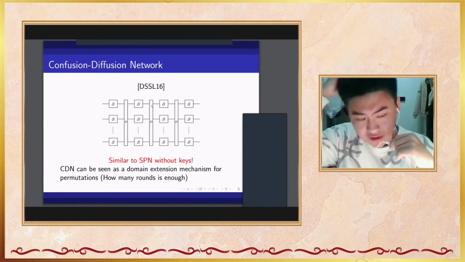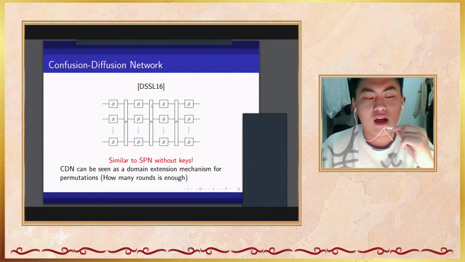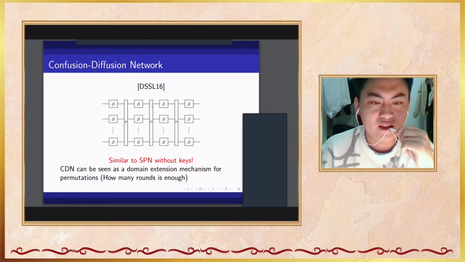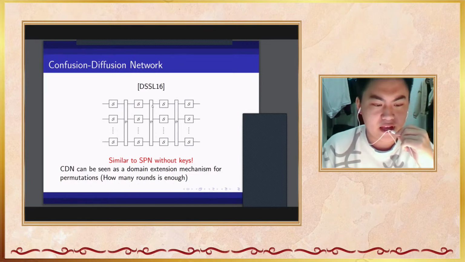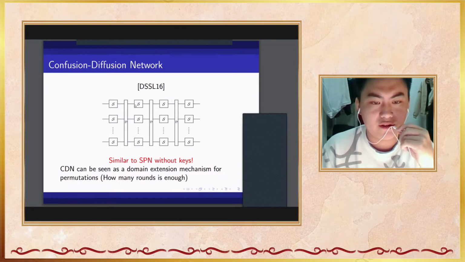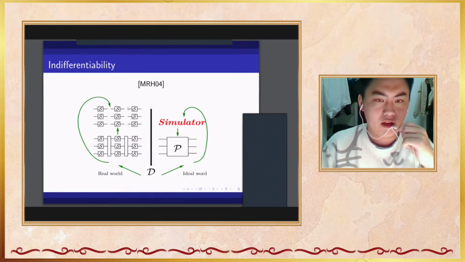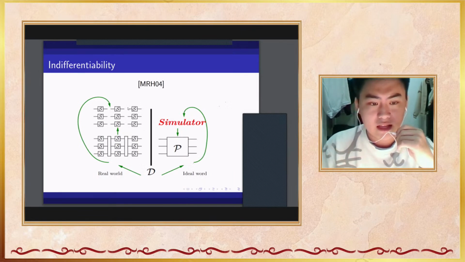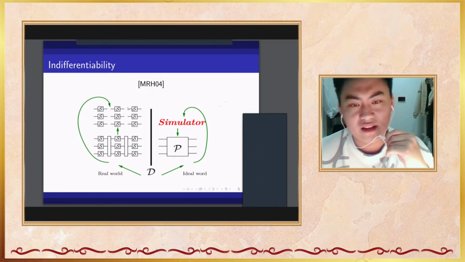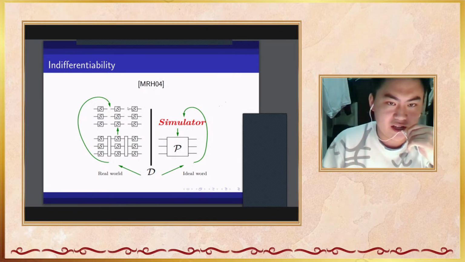Previous work introduced a new model called the confusion diffusion network in 2016. It is similar to the SPN, but does not have keys. We can view CDN as a domain extension mechanism for permutations. But here is the question: how many rounds is enough? And next, we introduce the definition called indifferentiability. How do we prove CDN can be seen as a permutation?